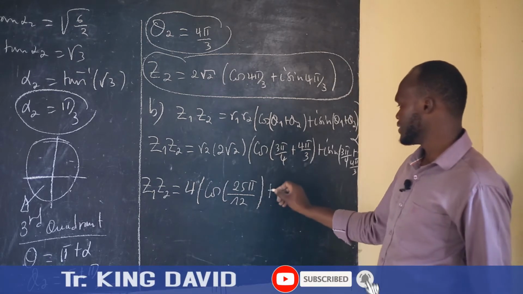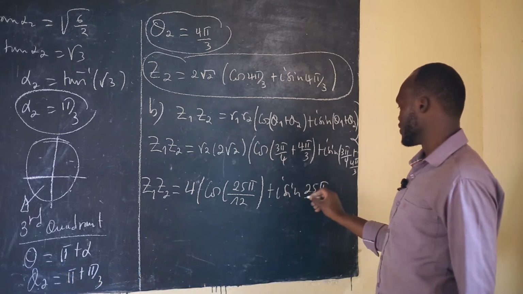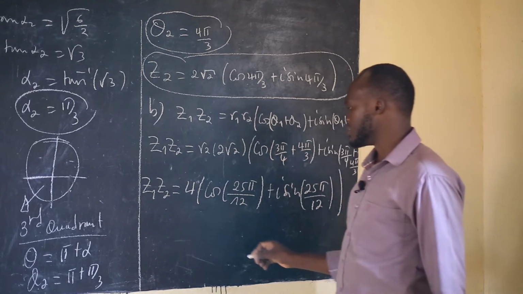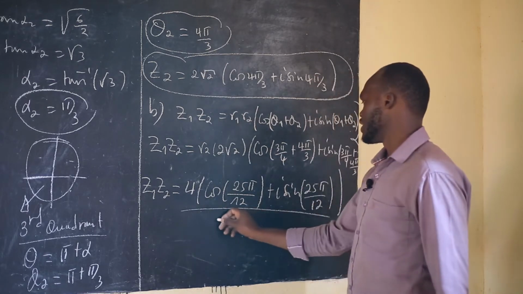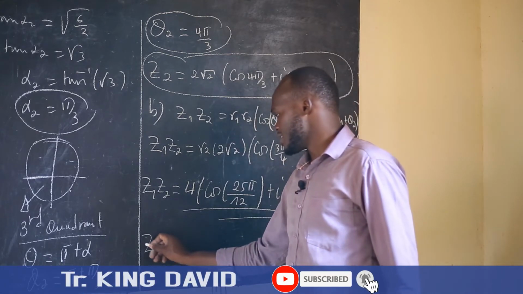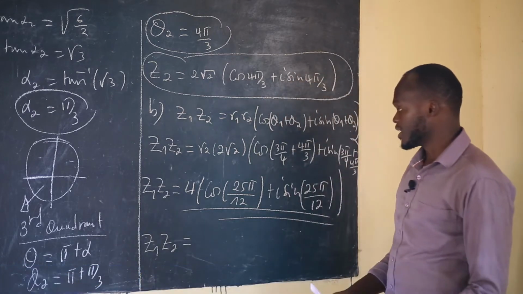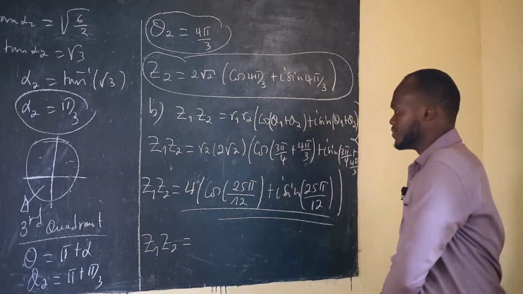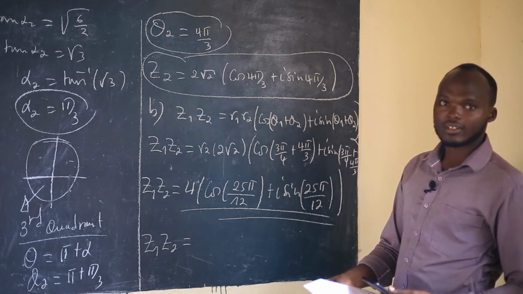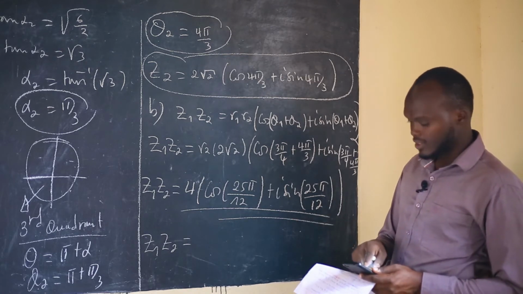Then plus i sin 25 pi over 12. So that is Z1 times Z2 in polar form. So what is the Cartesian form of this one? You can use the calculator to see if you will not get a decimal. If you find that you are getting a decimal, you use trigonometric formulas to get the value of that one. Let's first try using the calculator.